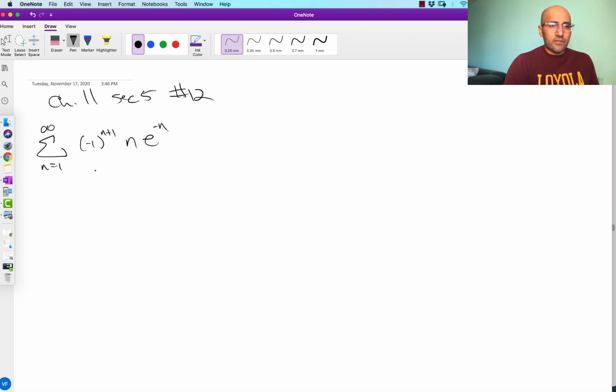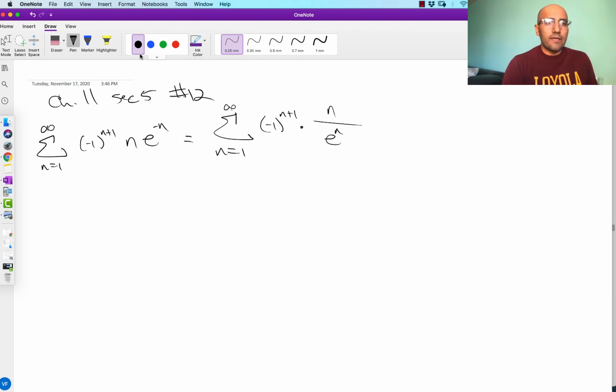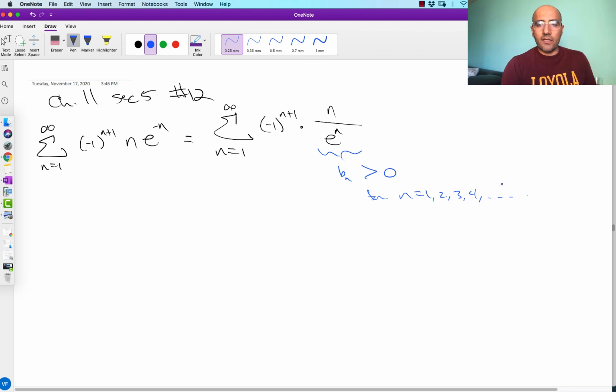Okay, so the first thing I would like to do is rewrite this a little bit and write it as the sum from n goes from 1 to infinity of negative 1 to the n plus 1 times n over e to the n, instead of n times e to the negative n. Either one, right? These two things equal each other. So this part here is our b sub n, and for us, it's greater than 0. It's always positive, for n equal to 1, 2, 3, 4, and so on. Obviously, the numerator is always going to be positive, and the denominator is always positive as well.